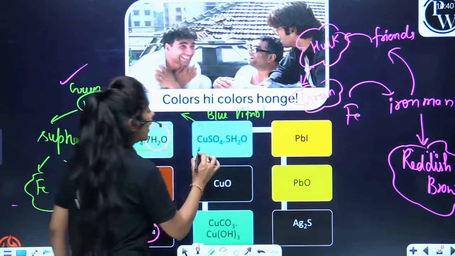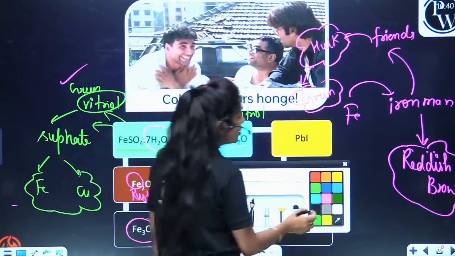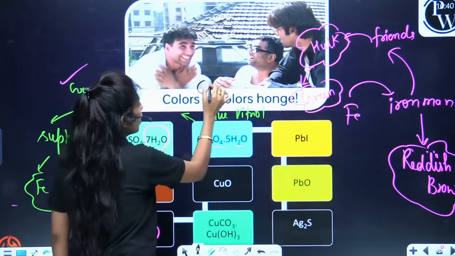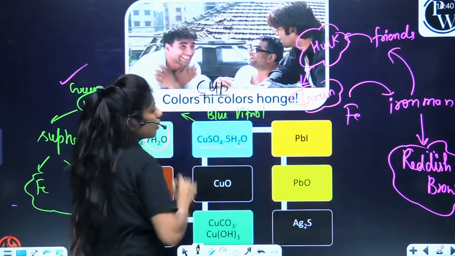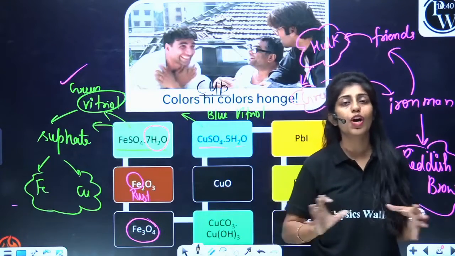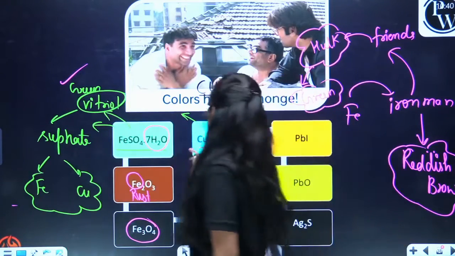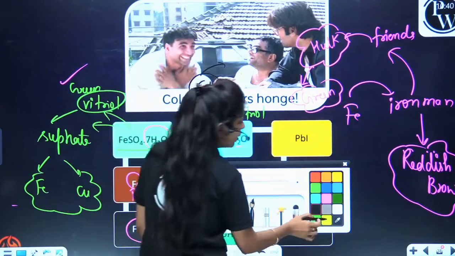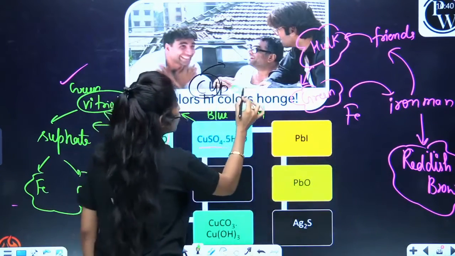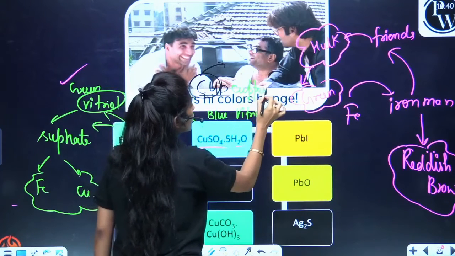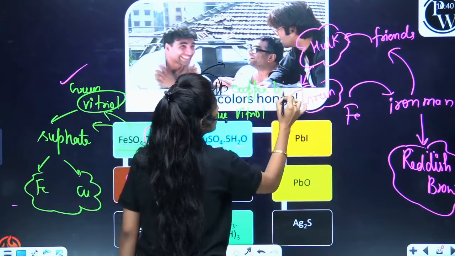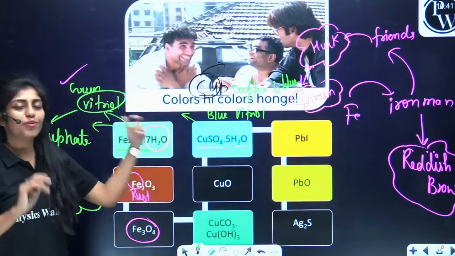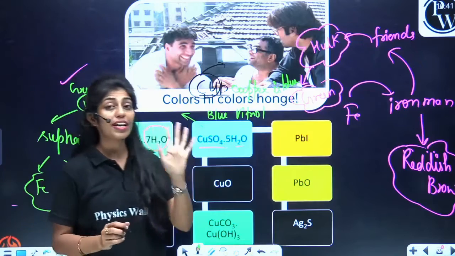Let's suppose we have copper sulfate, which is blue vitriol. Here we can write CUB. What are cubs? The babies of lions and tigers, we call them cubs. So what is CUB? Copper is blue. I am writing here: copper is blue. Don't forget that. So copper is blue, and you will recall it when there are 5 water molecules.